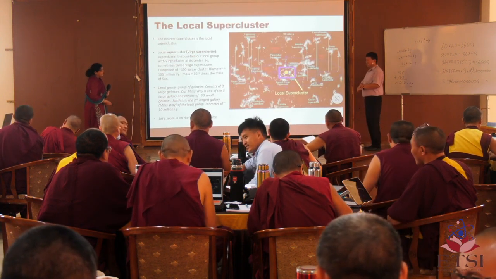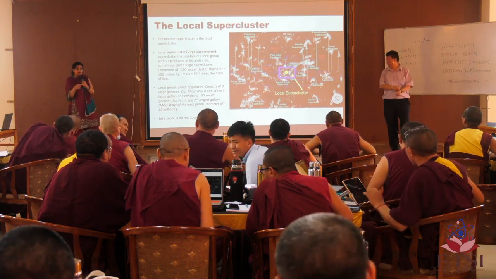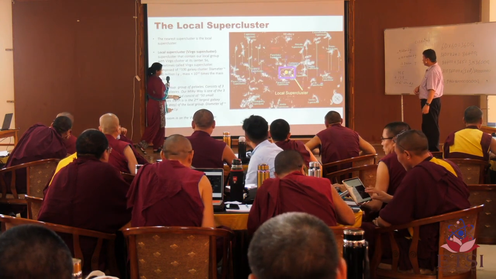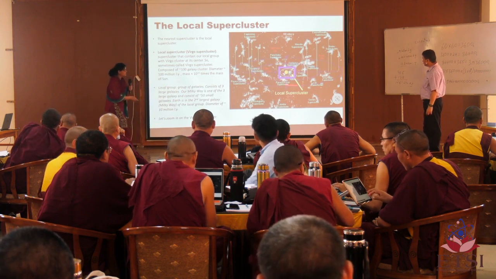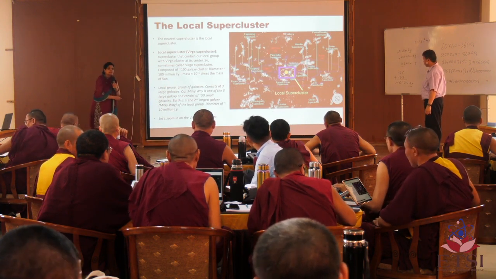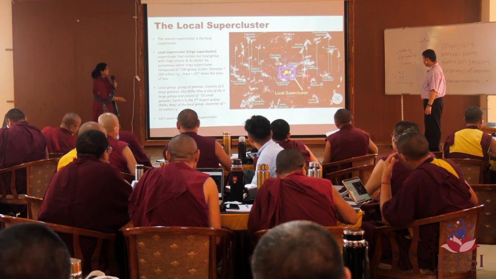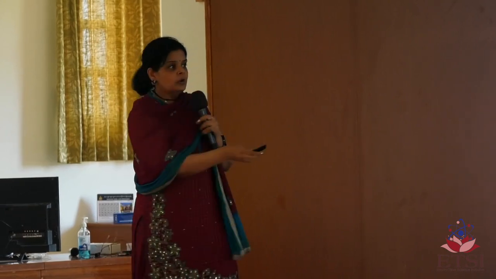Okay. So now I mentioned that Virgo is our local supercluster. Why is it our local supercluster? Because it contains our local galactic group. And what that is, the local group contains many galaxies, and there are three main big ones. One is the Milky Way galaxy, which is our galaxy. So we call this Virgo supercluster our local supercluster.